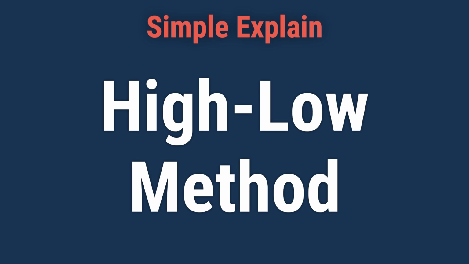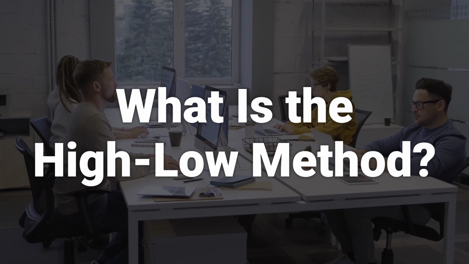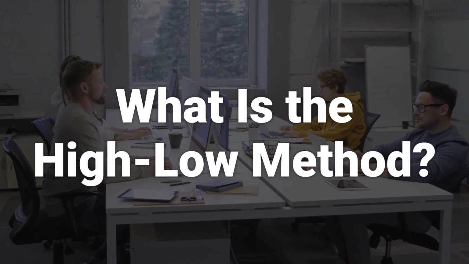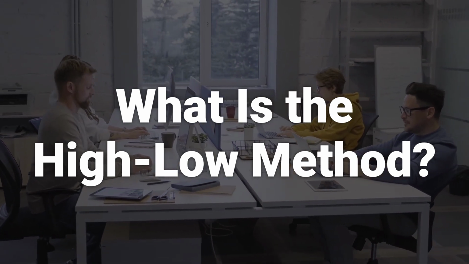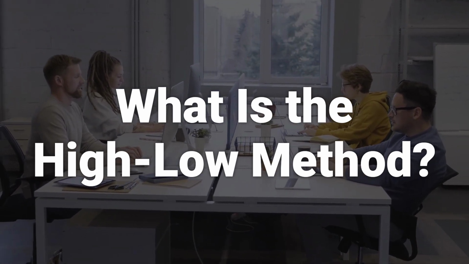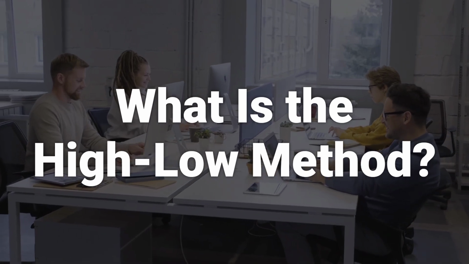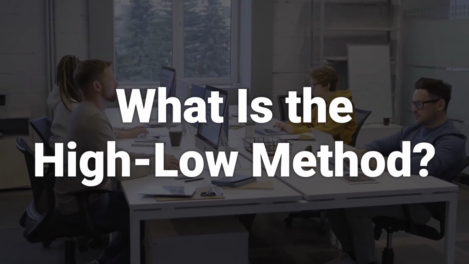Today, we will talk about the high-low method. In cost accounting, the high-low method is a way of attempting to separate out fixed and variable costs given a limited amount of data. The high-low method involves taking the highest level of activity and the lowest level of activity and comparing the total costs at each level.